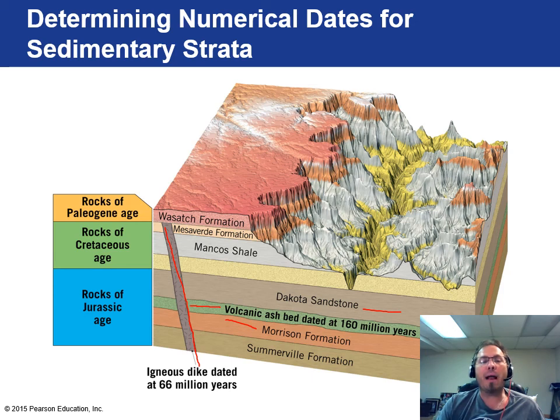So that automatically means the Wasatch has to be younger than 66 million years. And that means everything below that has to be older than 66 million years. And so this is another way to determine sedimentary layers, is by using other relationships to figure it out.